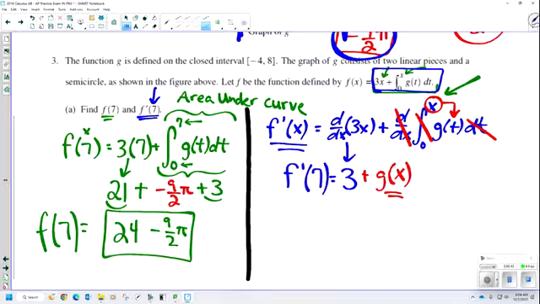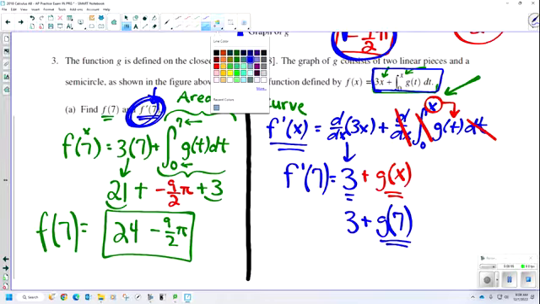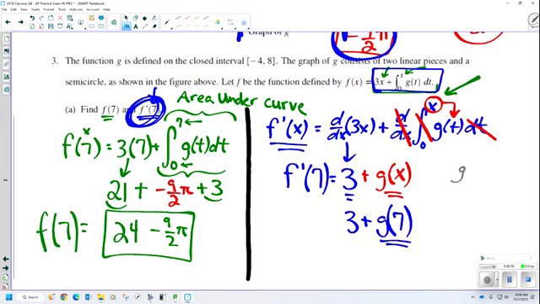They want this at 7. Remember, 7. So there's no x here. That's going to be 3 plus g of 7. This is nice because this is just a coordinate. So basically, when x is 7 in my graph of g, what's my y?